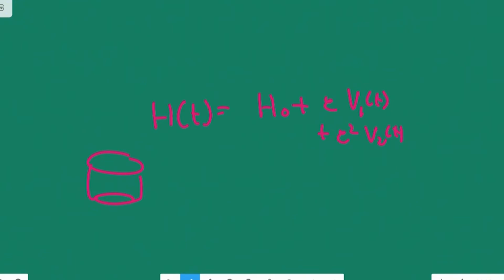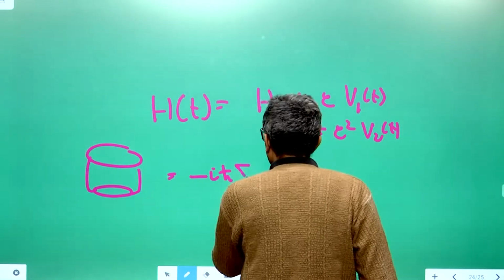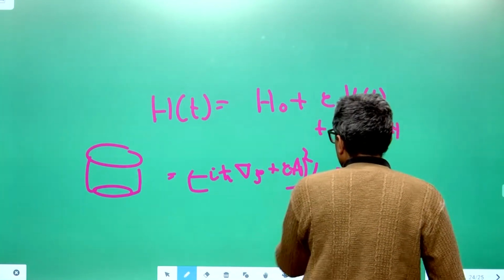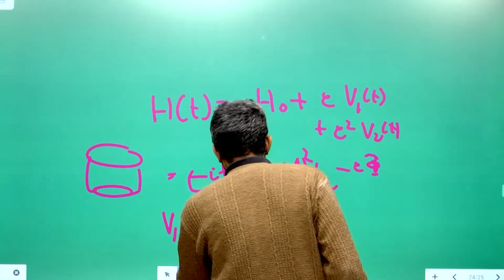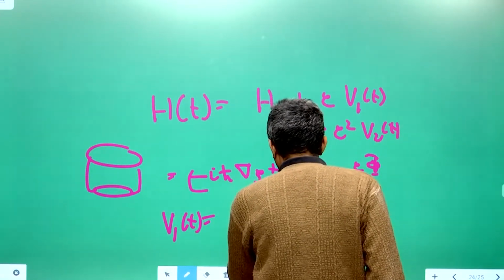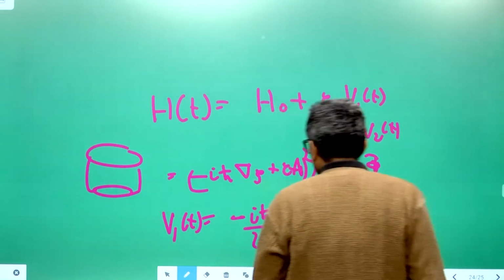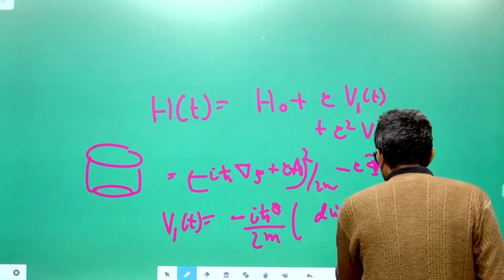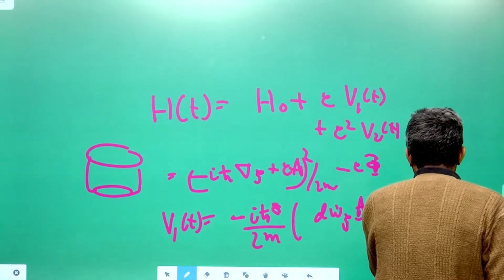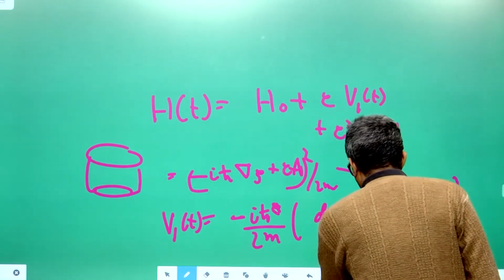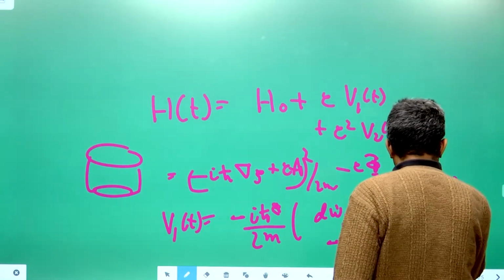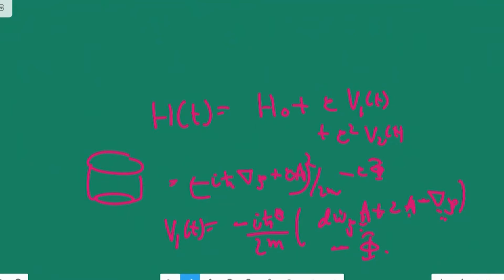So your H(t) is what? You have H(t) is (minus i h cross del xi plus eA) squared by 2m minus e phi. If you expand this, you will get these two terms, where your V1(t) is an operator which is defined by minus i h e by 2m, you expand this square, this becomes div xi A plus 2A dot del xi, and minus phi. So this interaction energy is an operator; this is a multiplication operator, this is a vector field with a differentiation operator, and these have to be evaluated at time t and at the point r0 plus xi of the electron.